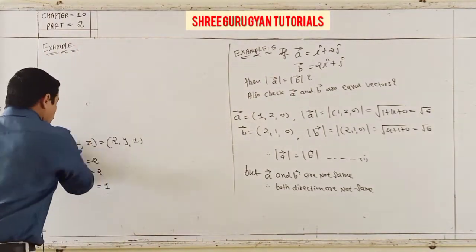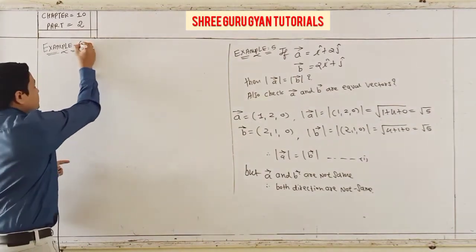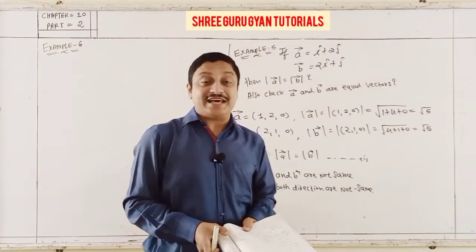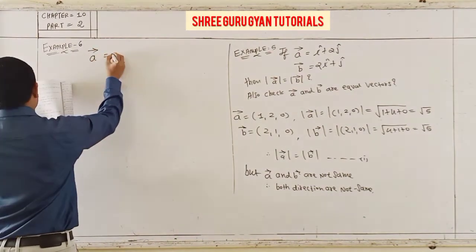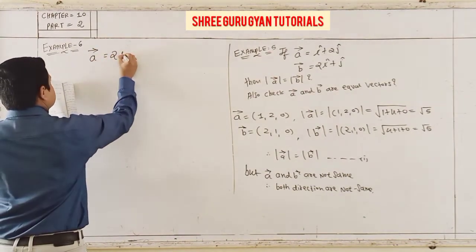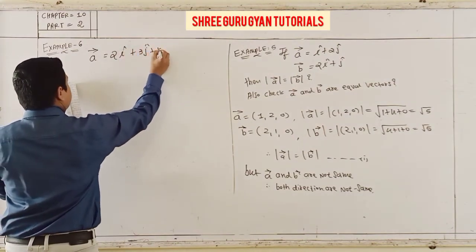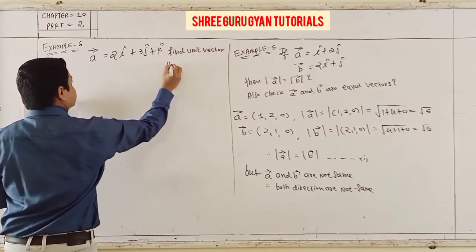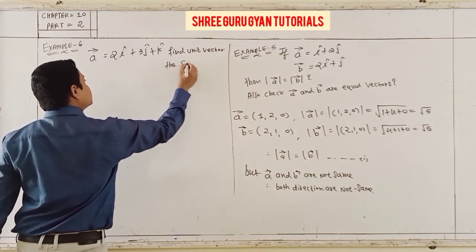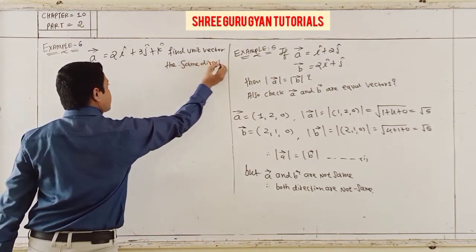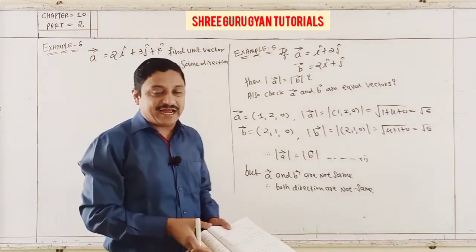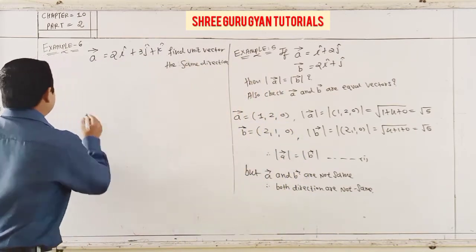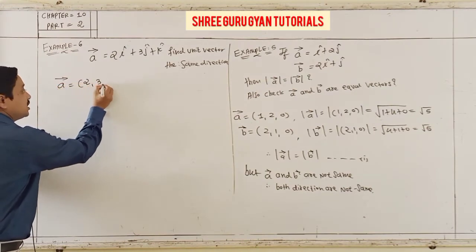Similarly, a very easy topic, students. Example 6. Given a vector, find the unit vector in its direction. So vector a is given, 2i plus 3j plus k. Find the unit vector in the same direction. So there are two types of unit vector, either in the same direction or in the opposite direction. Here it is asking in the same direction. Yes, so for a I just take 2, 3, 1.